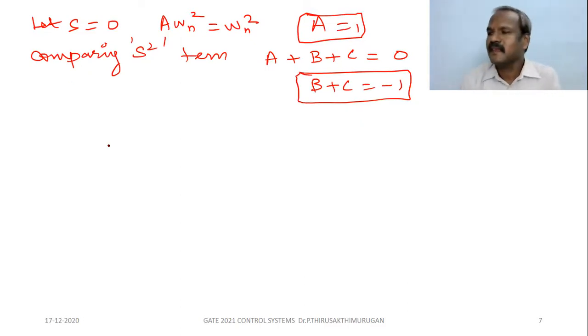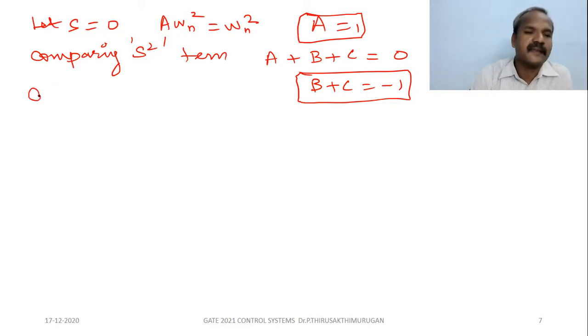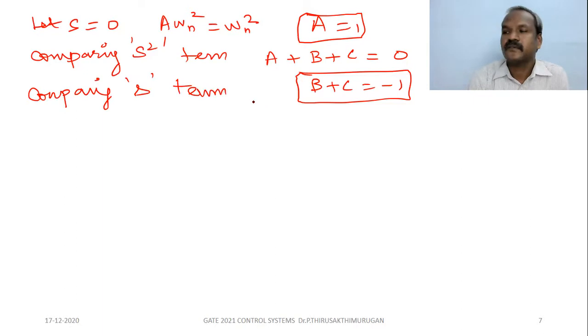Then compare the coefficient of the S term. So what do we get? The S term is 0. There is no S term on the left hand side. So we will be getting 0 equal to A times 2 zeta omega n plus B.